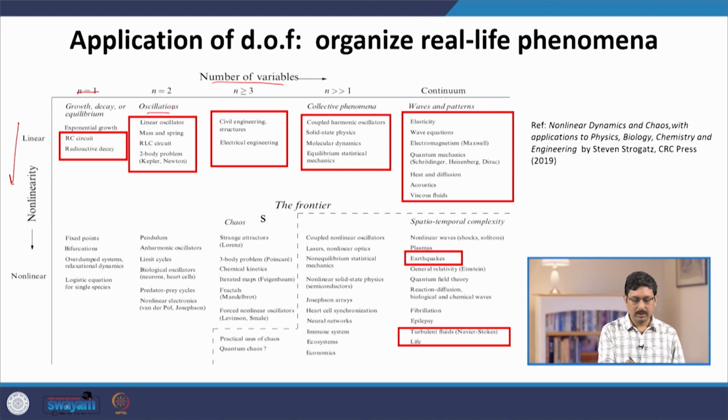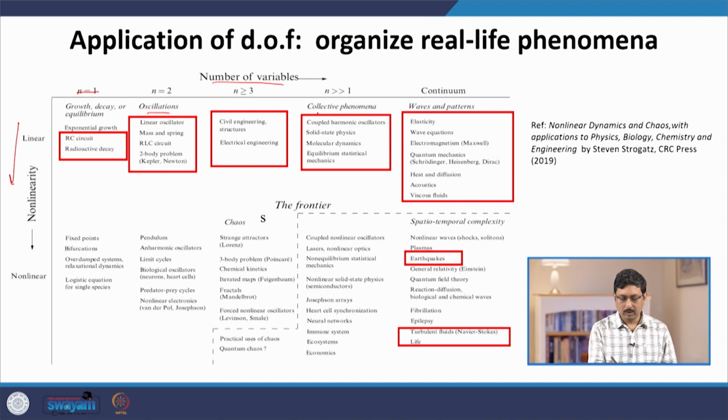This involves a very important phenomenon called oscillation and different kinds of oscillators, which are very important in physics, biology, chemistry, electrical engineering and so on. So, you have linear oscillators and different spring mass systems or the RLC circuit. Also, the famous Kepler's laws of planetary motion, the earth going around the sun, and then you can keep on increasing the number of variables, and you can get different types of problems, such as in civil or electrical engineering and so on.